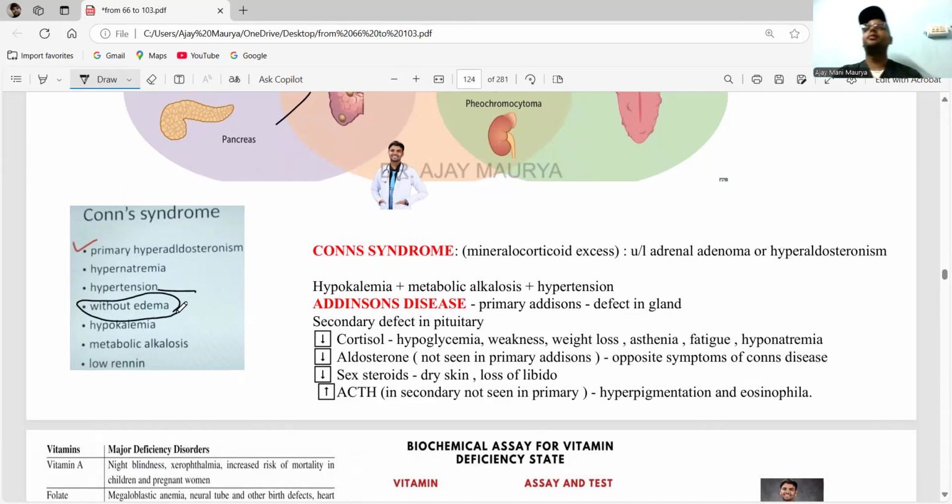Many of you think that since there is hypernatremia there is going to be edema, but there is no edema here. There is hypokalemia, metabolic alkalosis, and low renin. These are all opposite to Addison's disease.